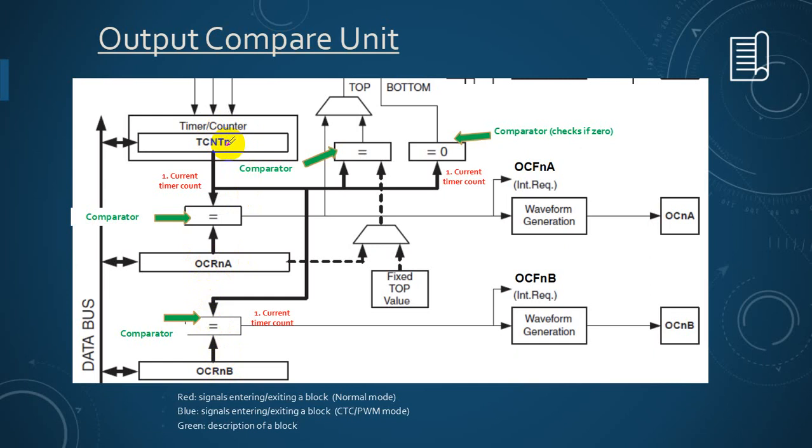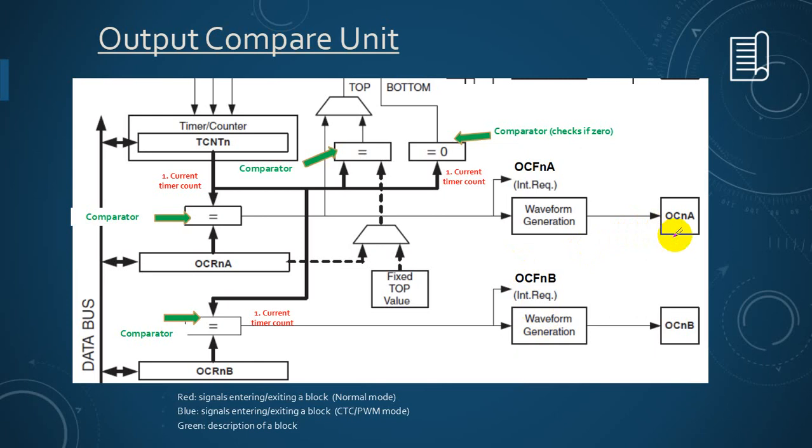If there is a match, what will happen? If there is a match, then it will set this flag bit: output compare flag bit A, output compare flag bit B. When it sets the flag bit, it can take the necessary action depending on the requirement. It depends on the program. Because this is the right time, now do your own job. What would you like to do?